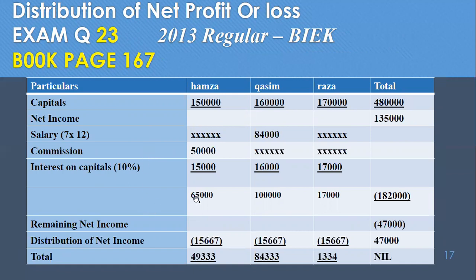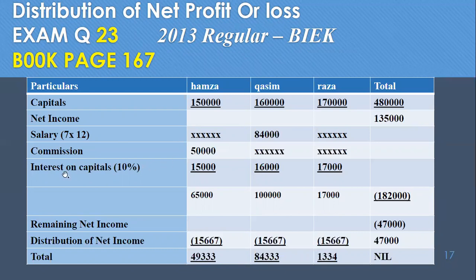Then I will write the net income in the third column, the total column, that is your 135,000. Then salaries, it's 7,000 multiplied by 12. I didn't mention the three zeros over here, but if you want, you can mention. And then I will write down the value for Qasim salary. And then commission, no need for the calculation, they already give you the value.